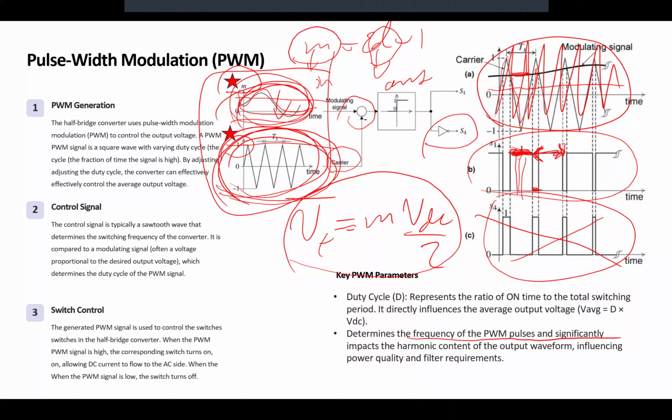One, your reference signal, which is basically your modulation index. Okay, what you want. Two, the frequency of your carrier signal. By playing with these two, you could change the output signal that turns the switches on and off. Is that clear? Are we all good? Any question? No?